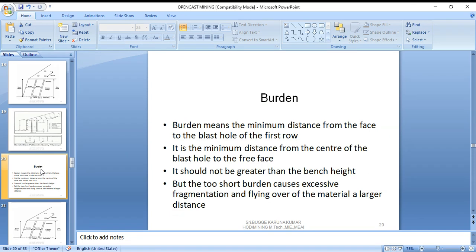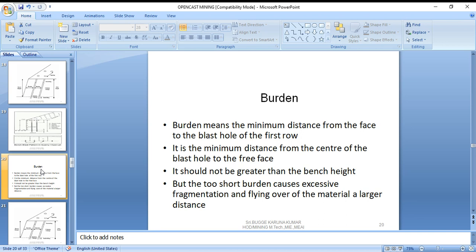Now I am coming to the next slide. There is the burden. What is meant by burden? Burden means the minimum distance from the face to the blast hole for the first row. It is the minimum distance from the center of the blast hole to the free face. It should not be greater than the bench height. So that is very important.